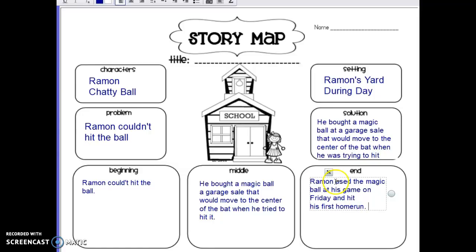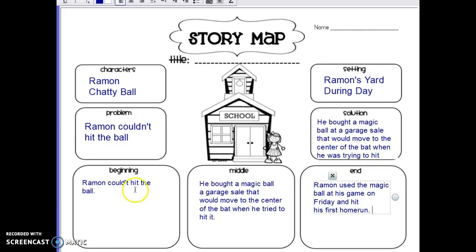Okay, so as you think back to the story, do those events, are those the most important events in the plot? Okay, is that what happened at the beginning? Is this the most important event from the middle of the story? Does this event happen at the end? Is that our plot, our sequence of events?